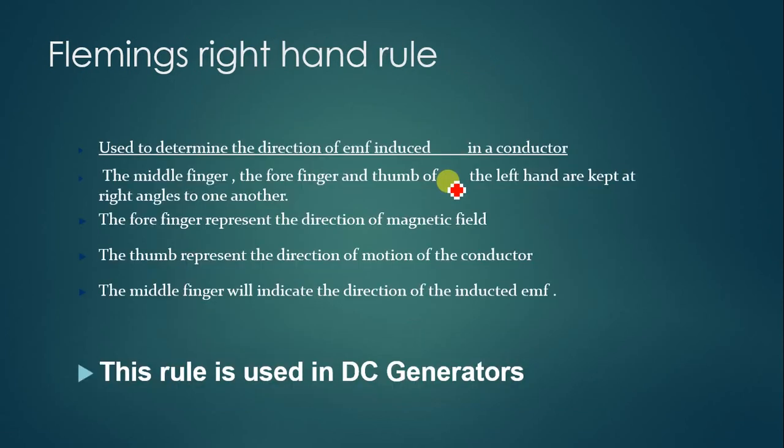This is used to determine the direction of EMF induced in a conductor. This is basically the fundamental rule for DC generators. The middle finger, forefinger and thumb of the right hand are kept at right angles to each other. The forefinger tells the direction of the magnetic field, the thumb represents the motion of the conductor, and the middle finger indicates the direction of the induced EMF. This fundamental rule is used in all DC generators.